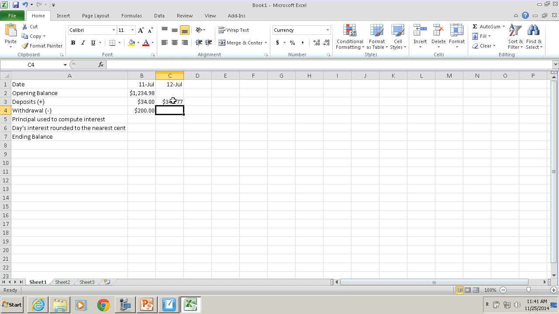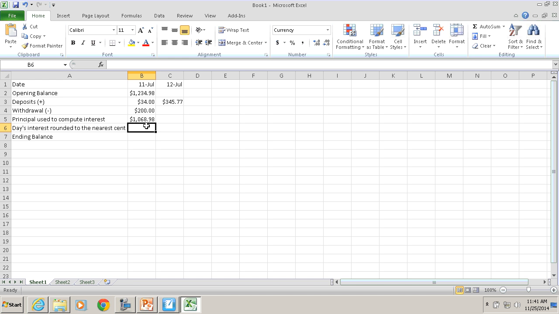So we filled in all that information that they've given us. And we want to find what her balance is at the end of the day on July 12th. So this ending balance of the 12th. So this principal used to compute interest, we have to take the opening balance, and these signs kind of give it away or help you out, plus how much money added to account minus the amount of money subtracted from the account. And that's your new principal used.